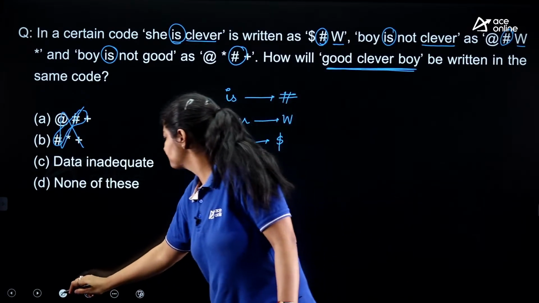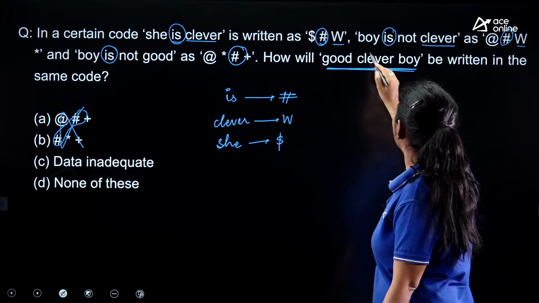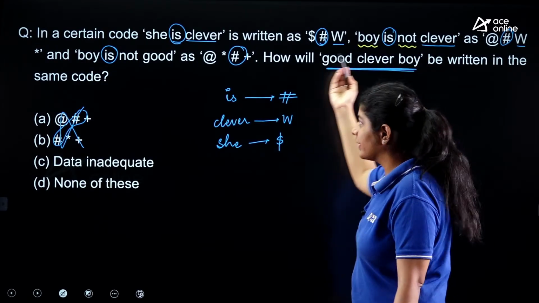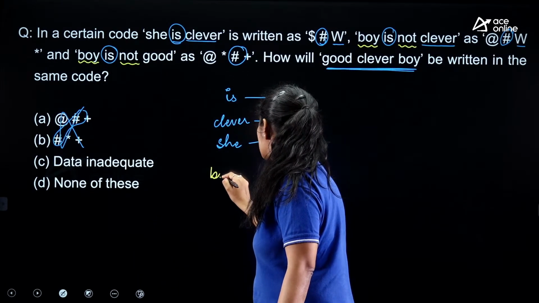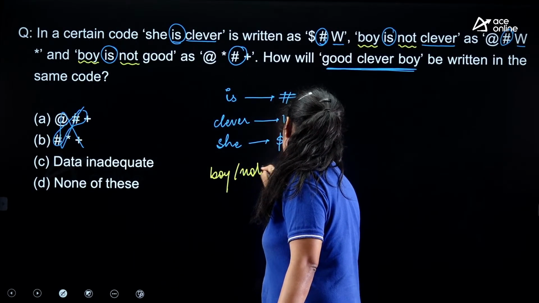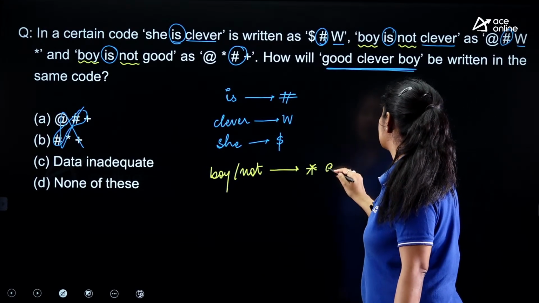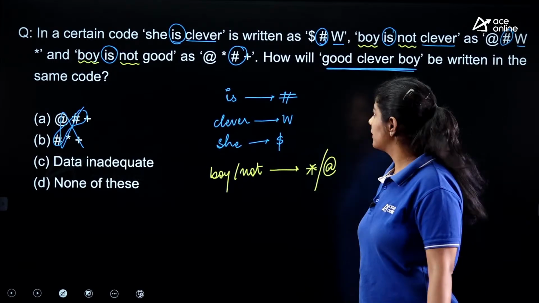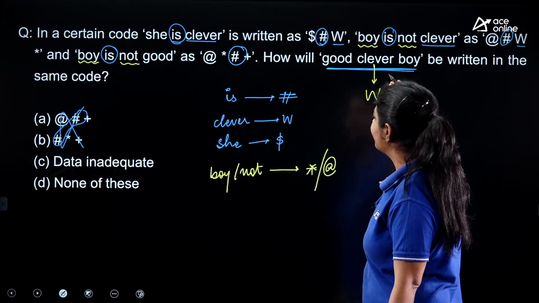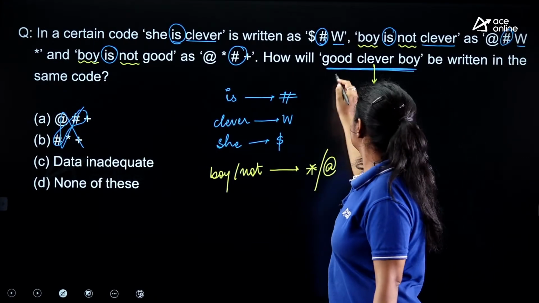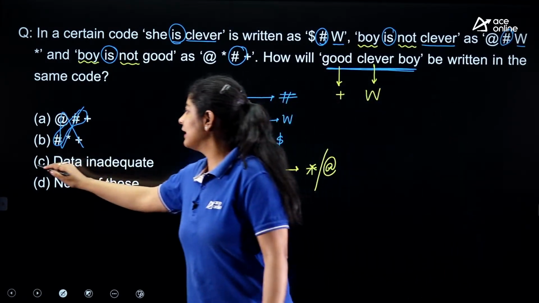Okay, next. In the next line, do we have anything common? Yes, we do have boy and not over here. Here also we are having boy and not. But the code for boy and not is not fixed. It may be the asterisk sign or it may be the at the rate sign, right? But we are not sure about this. So for clever, we need W. For boy, we are not sure. But for good, we know that we need add, right? So here we just simply go with data inadequate.